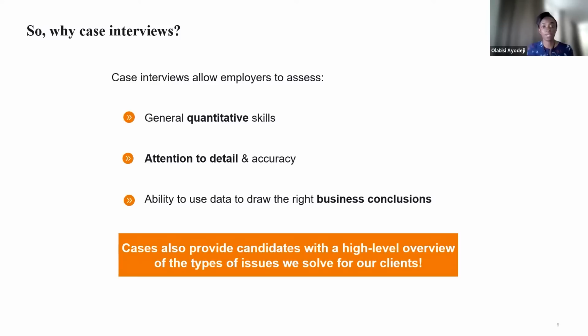How good are you in paying attention to detail, and how accurate are you in getting information out of what's provided to you and synthesizing it into a meaningful recommendation or conclusion? You'll also be tested around your ability to synthesize information and data in a way that allows you to drive business conclusions. And that's one of the things we're going to explore with some of the questions that we'll be answering today.